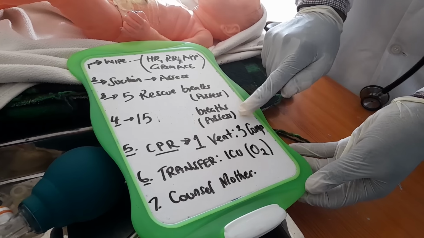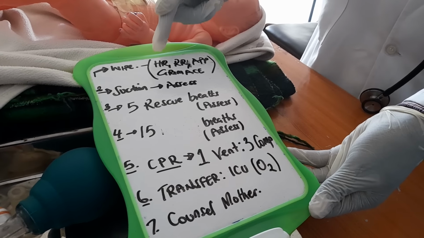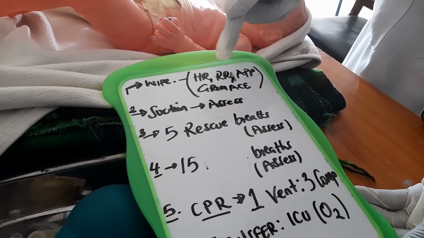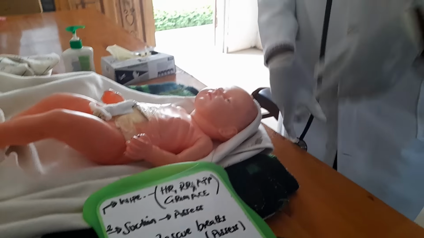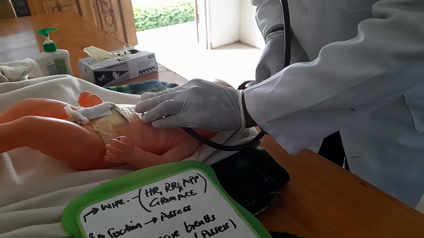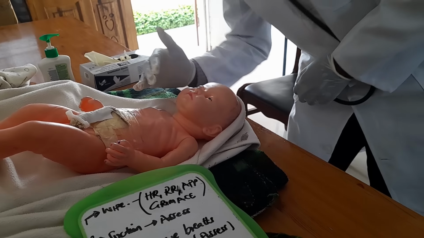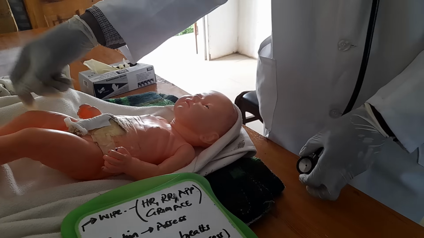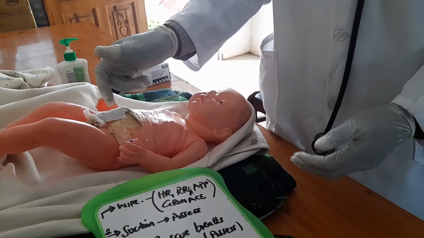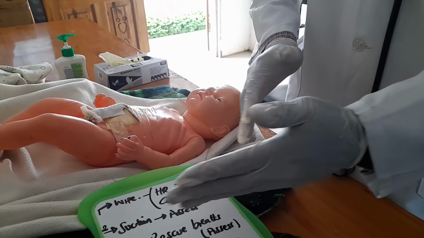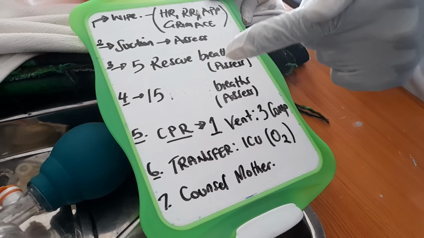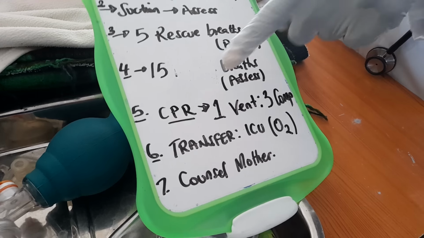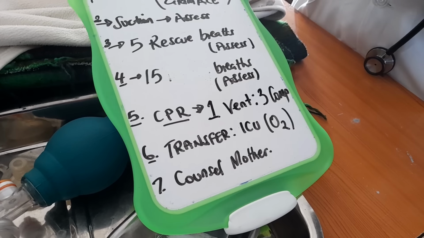Okay, so assessment again, you have to go back to heart rate, respiratory rate, appearance, and grimace. So you need to tell the examiner that I'm assessing for the heart rate, okay, not satisfactory, respiratory rate, not satisfactory, then appearance, the baby still blue, and activity, the baby still limp, meaning that you have gone to the 4th step. Then when that fails, you've given those 15 breaths, you go now to CPR. When you go to CPR, that's the 5th point, you're going to give 1 ventilation against 3 compressions.